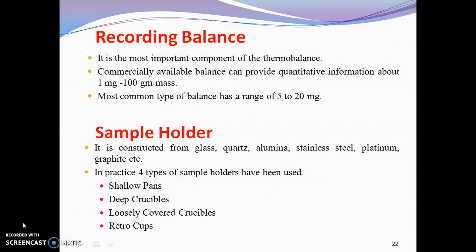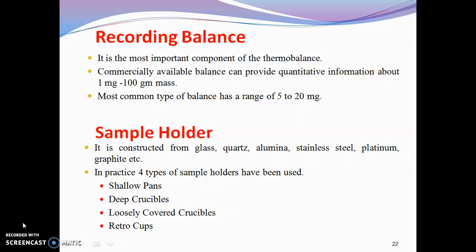Next is the recording balance. It is the most important component of the thermobalance. Commercially available balances can provide quantitative information from 1 mg to 100 g mass. The most common type of balance ranges from 5 to 20 mg.